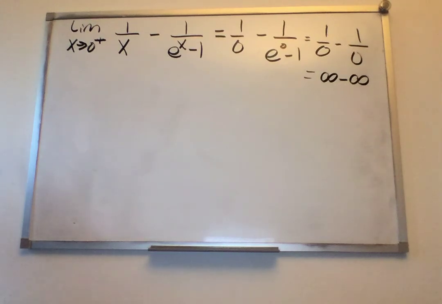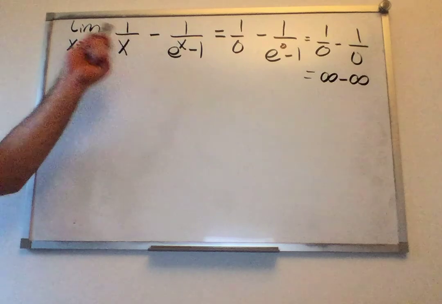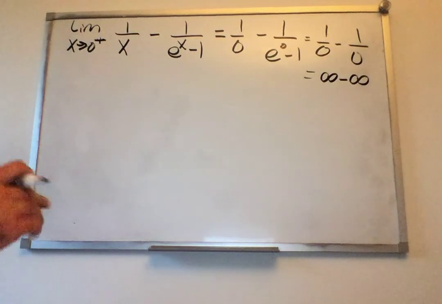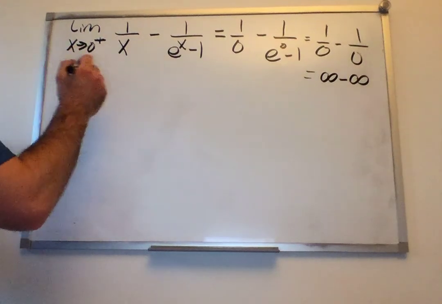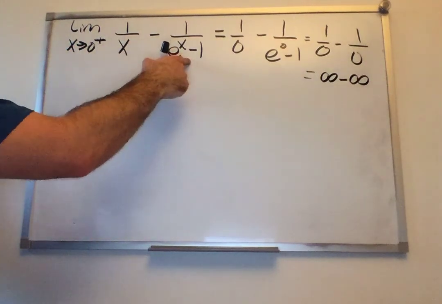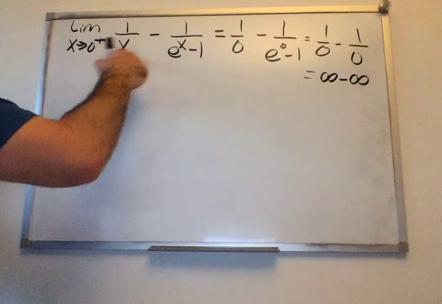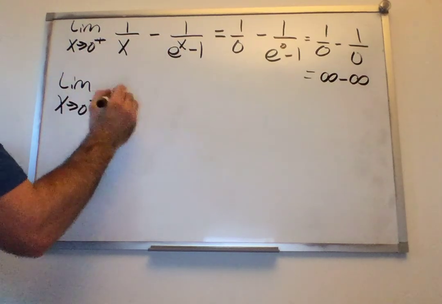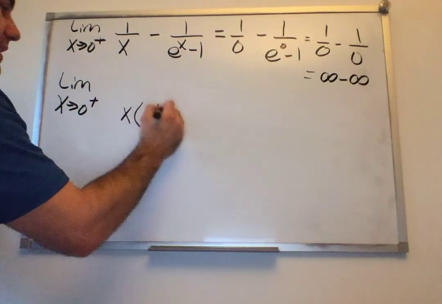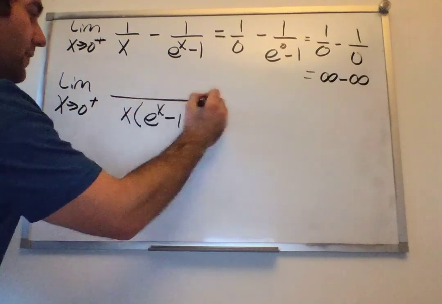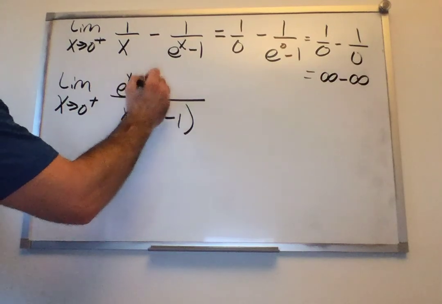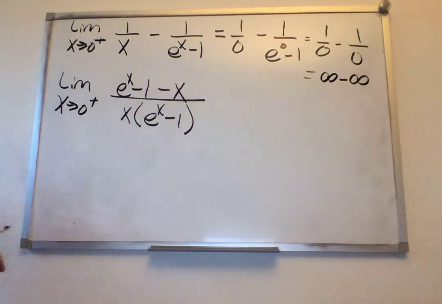So what I'm going to do is find the least common denominator and put the two fractions together. If you notice, the denominators are completely different, so the multiplication of the two is the least common denominator. So it's x times (e to the x minus 1) on the denominator. On the numerator, e to the x minus 1 minus x.